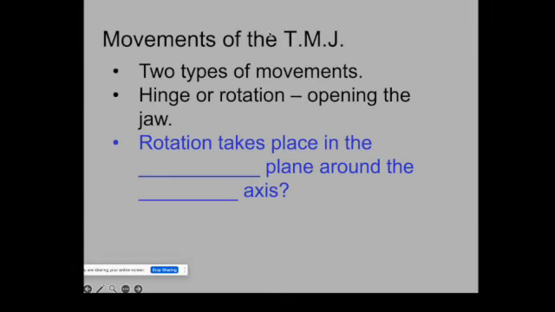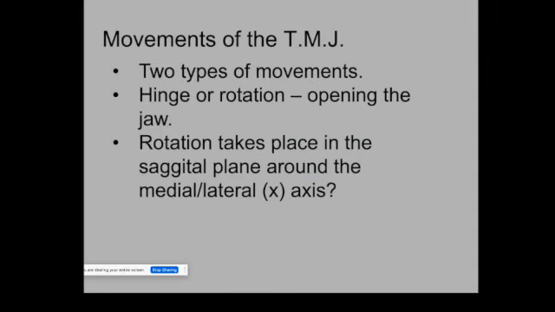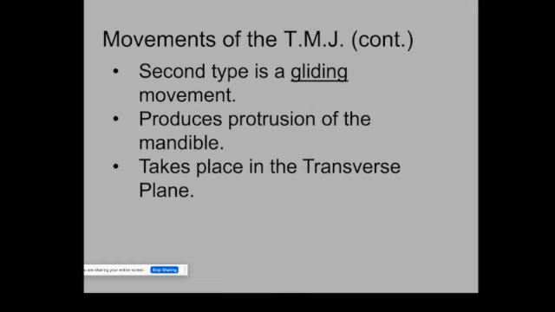Two types of movement: hinge or rotating, opening the jaw. Rotation takes place in the sagittal plane around the x-axis. And then the other thing we can do is gliding. That's why we can push our jaws in protrusion and retrusion. It takes place in the transverse plane.